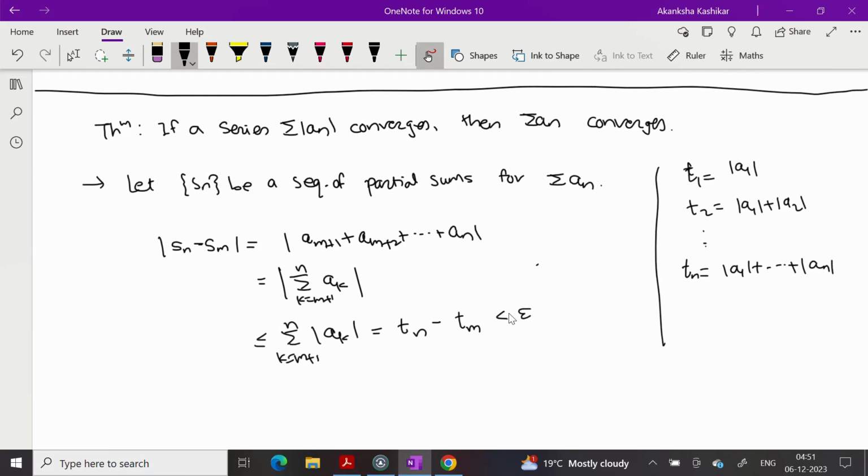Okay, hence we have proved that if a series converges absolutely, then it converges. So absolute convergence is a stronger condition compared to conditional convergence.